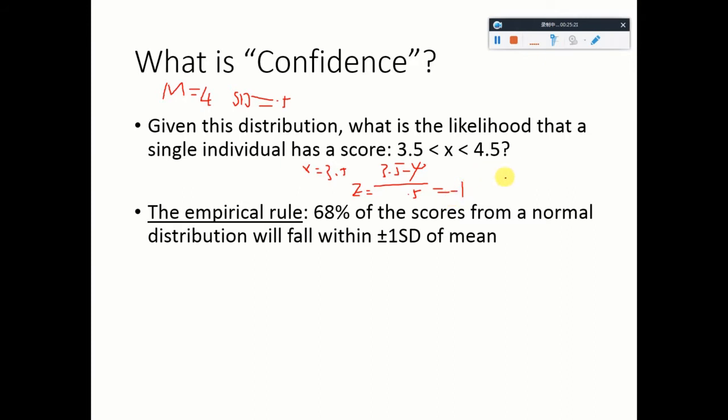1. Similarly, the z-score for 4.5 is 4.5 minus 4 divided by 0.5. 4.5 minus 4 is 0.5, and 0.5 divided by 0.5 is 1. There we go. It turns out that 3.5 and 4.5 are exactly one standard deviation below and above the mean. And we know from the empirical rule that the probability is 68%: 68% of the time, scores from this normal distribution will fall within one standard deviation above and below the mean, in this case, between 3.5 and 4.5.